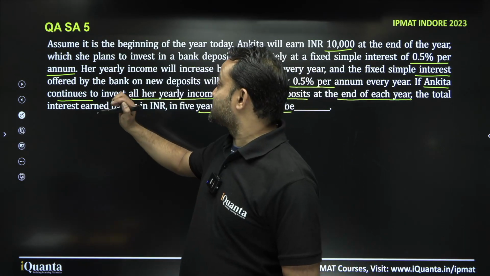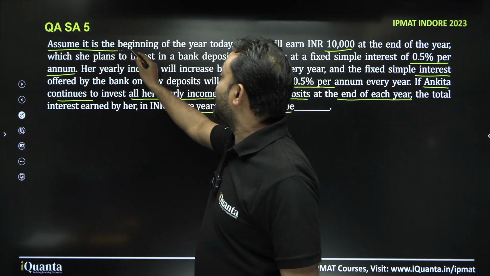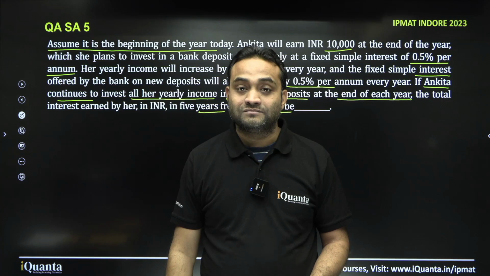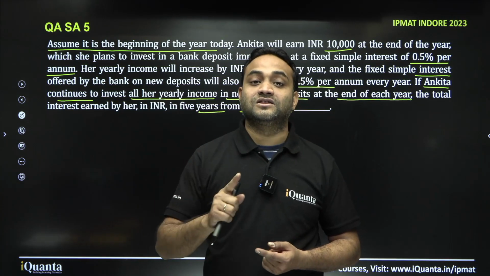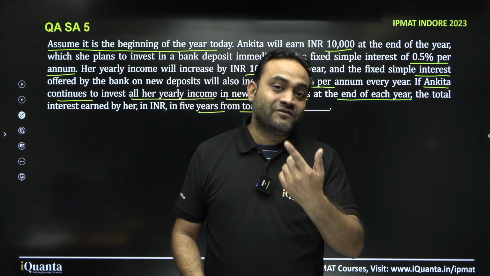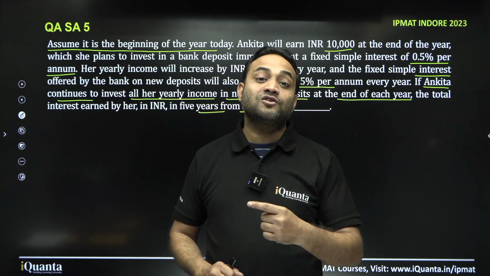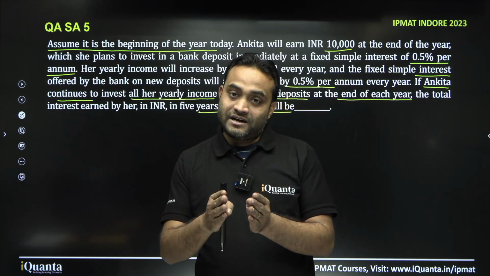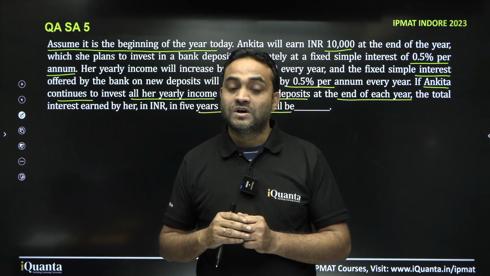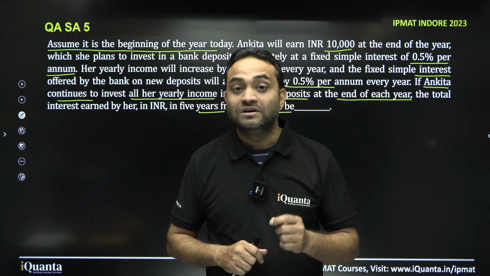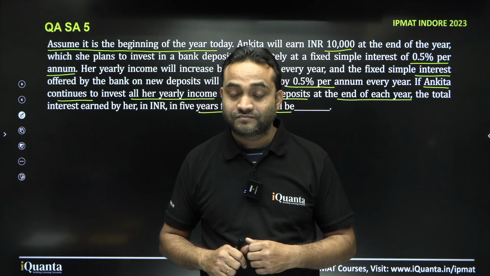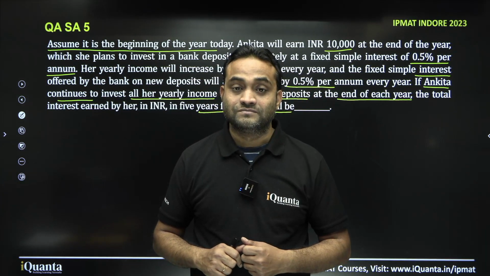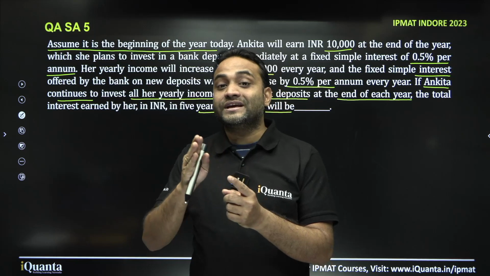Now, read this carefully. Assume it is beginning of the year today. So, Ankita is starting her job today. After 1 year, she will get 10,000. So, now if she is investing that 10,000, that will be start of the second year. So, she will get interest on this for 4 years, second year, third year, fourth year, fifth year. Next year, she will earn 20,000, but that will be end of the second year. So, she will invest that 20,000 at the beginning of the third year. And then she will get interest on 3 years on that.